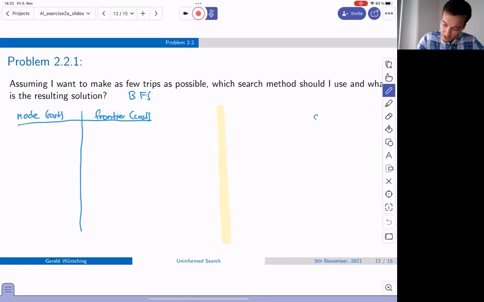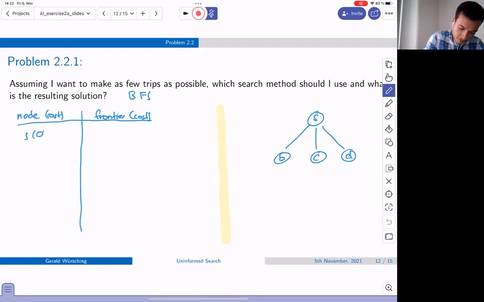Okay, so the search tree is going to look like that. S, we have 3 actions: the action B, the action C, and the action D. I will not write the costs here first, because it's not so important in this case, but we'll try to see how our list looks like, our steps. So our first step is we're starting in S0, and our frontier with costs, maybe somebody can tell me what it's going to look like.